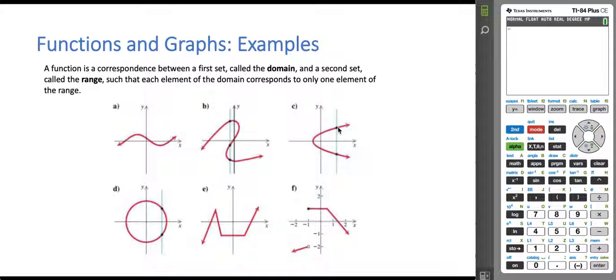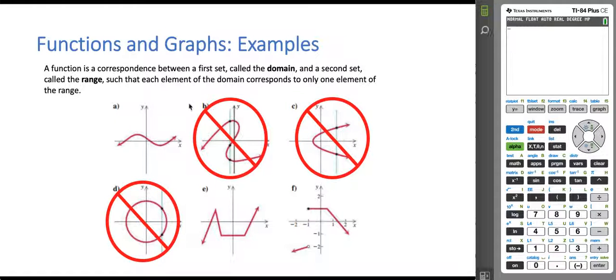Here's a vertical line that goes through the function twice, and here twice. I can't draw a vertical line that goes through this more than once, and I can't do it here either. See, this closed dot means it's included, and this open dot means that it's not included. So those pictures, relations that are not functions are B, C, and D, because they don't pass that vertical line test. Okay, hope that makes sense.